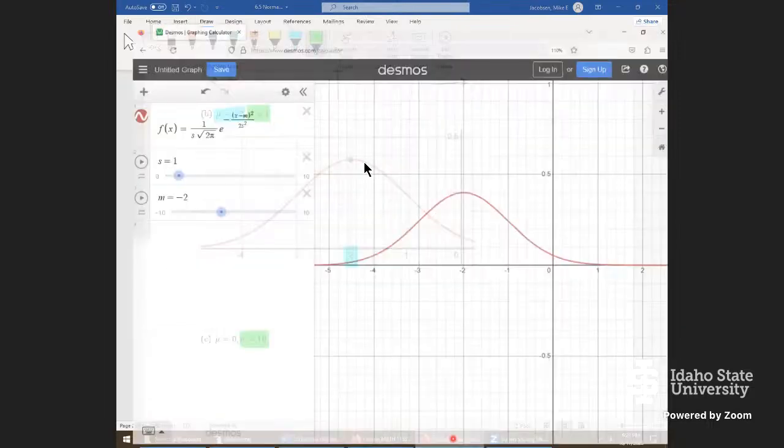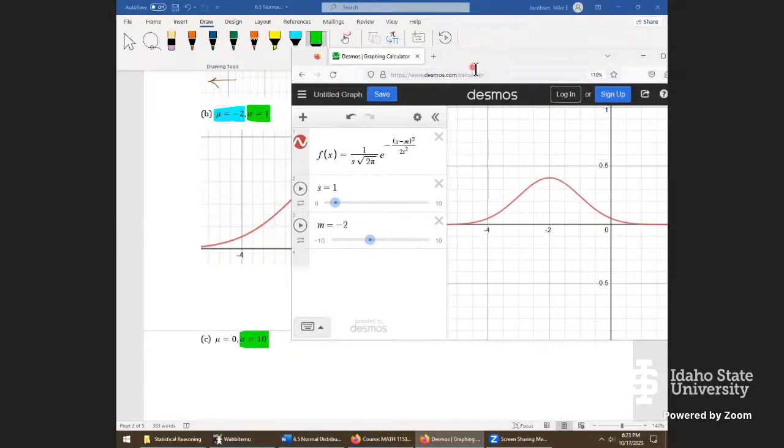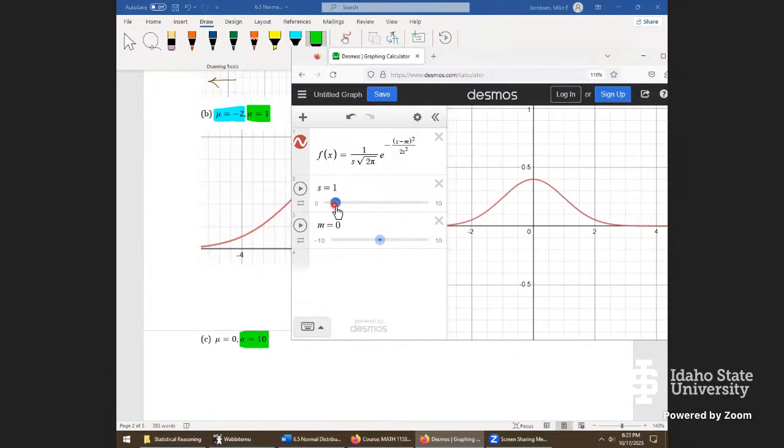Let's take a look at Desmos and see just what happens. So I'm going to set mu back to 0. Here it is at a value 0. We want to make sigma grow. So at 2, it flattened a little bit. At 3, a little bit more. And the larger this gets, the closer to 10, the more it looks like a straight line.